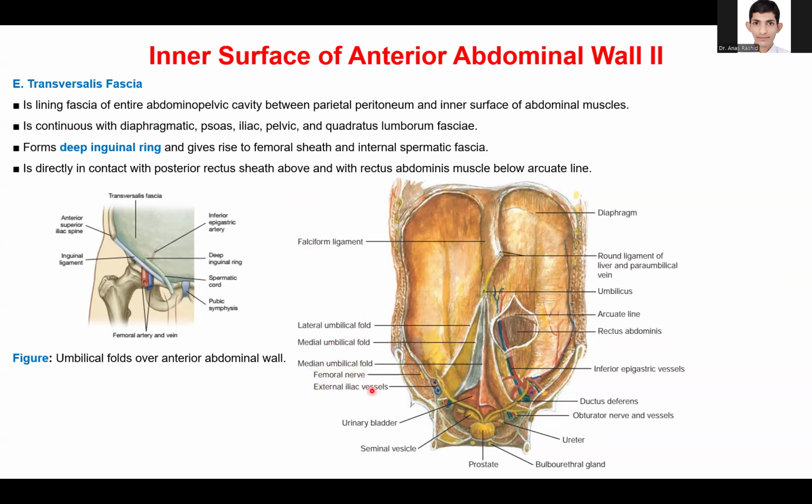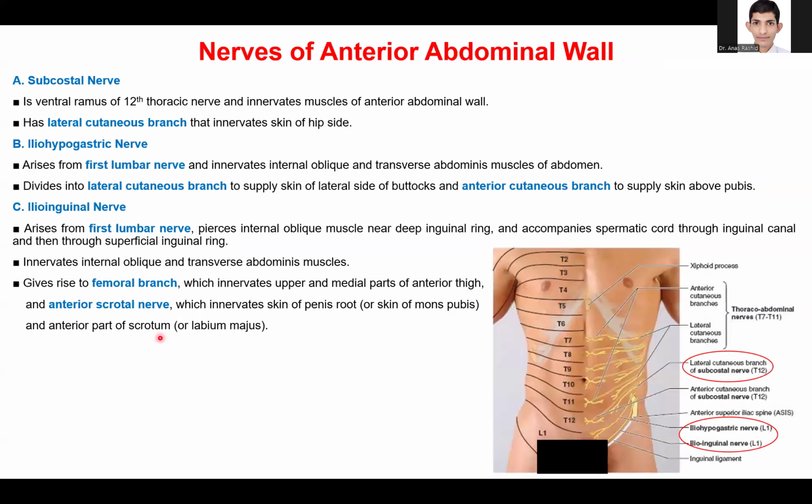femoral nerve, external iliac vessels, urinary bladder, seminal vesicle, prostate, bulbourethral gland, urethra, obturator nerve and vessel, ductus deferens, inferior epigastric vessels, rectus abdominis muscle, arcuate line, umbilicus region, round ligament of liver and paraumbilical vein, diaphragm, and also we can see here transversalis fascia, anterior superior iliac spine, inguinal ligament, deep inguinal ring, inferior epigastric artery, spermatic cord, and pubic symphysis, as well as femoral artery and vein.